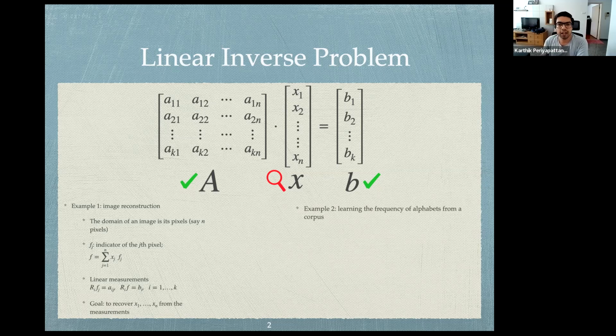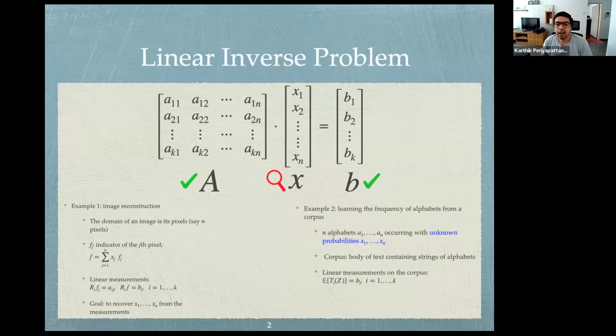Another example, also very popular, is about learning the frequency of alphabets from a corpus of text. So let's say we have n alphabets, A1 through An, and these alphabets occur with some probabilities, x1 through xn, which are not known to us. In order to learn these probabilities, what we are given access to is a corpus or a body of text which contains strings of these alphabets strung into words. There is a huge body of text, and there are some measurements that are made on this text. For example, one could measure for each word in the text whether that word contains the letter E. That's a binary question. The answer to that is either a yes or a no.